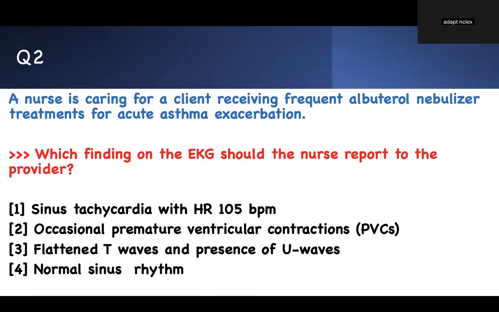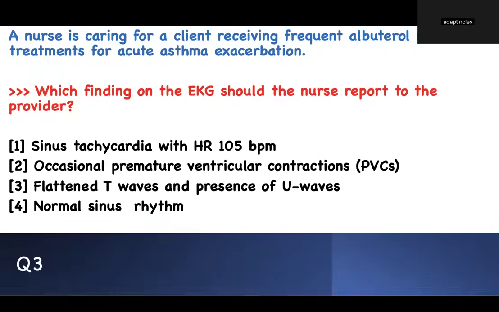Albuterol causes hypokalemia. Don't forget, write it down. Albuterol causes hypokalemia. Write it down. Therefore, the presence of U wave and the flattening T wave, those are signs of hypokalemia. EKG changes are more serious in this situation compared to occasional premature ventricular contraction. 3 is your right answer, but this is content-level knowledge regarding albuterol. Don't forget, let's recap again. Albuterol causes hypokalemia. Therefore, watch for these signs on EKG.